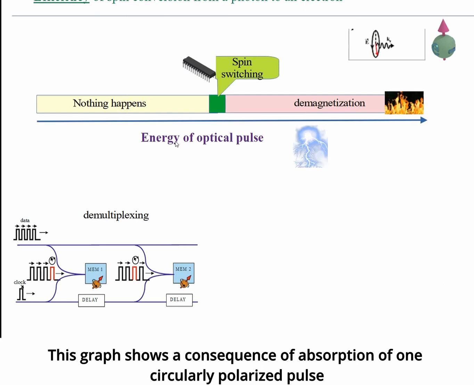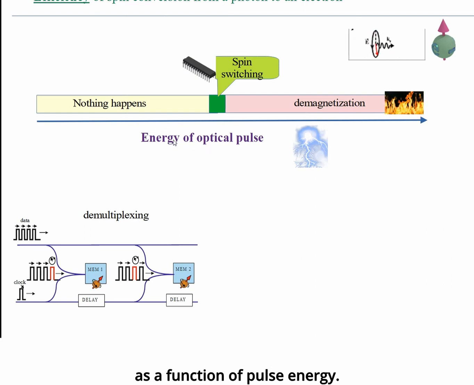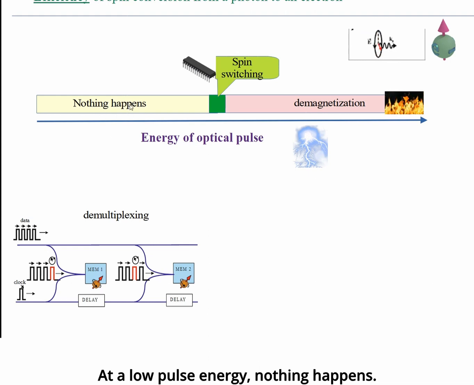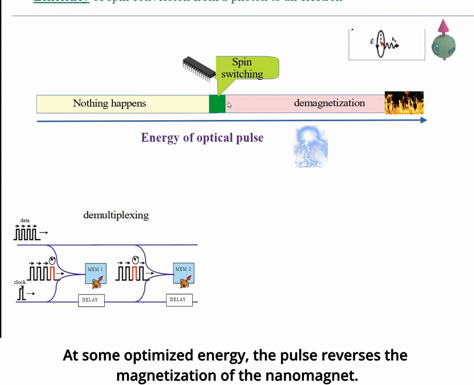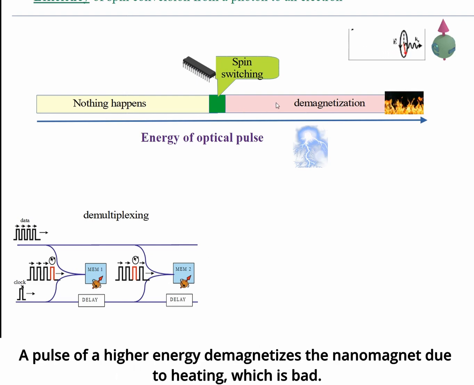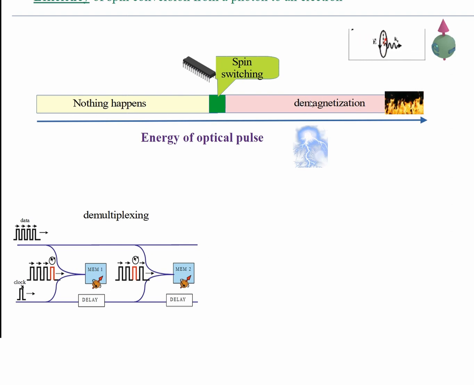This graph shows a consequence of absorption of one circularly polarized pulse as a function of pulse energy. At low pulse energy, nothing happens. At some optimized energy, the pulse reverses the magnetization of the nanomagnet. A pulse of high energy demagnetizes the nanomagnet due to heating, which is bad.